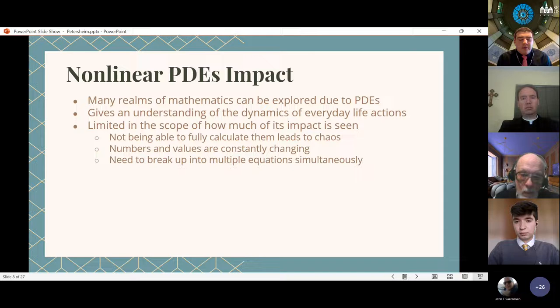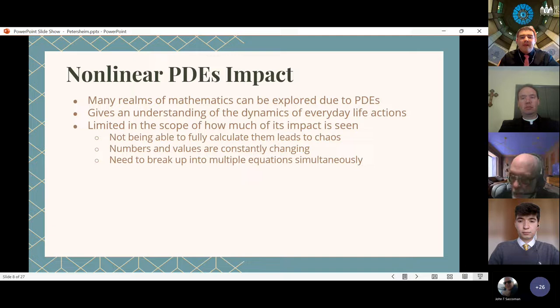As said before, chaos comes around due to not being able to calculate them in their increasing order. And the number and values of the equations are constantly changing, and this greatly impacts the chance of solving them. And then PDEs also need to be broken up into multiple equations when solving simultaneously, which makes it difficult as well.